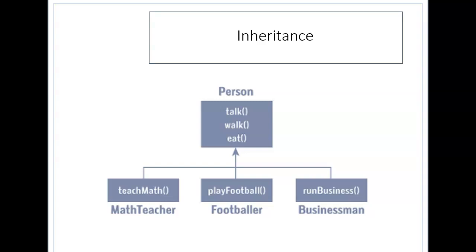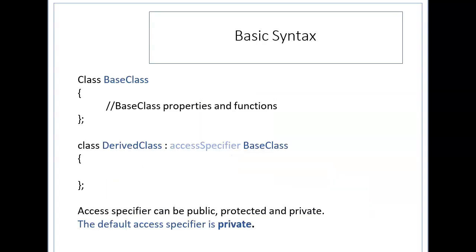So the base class's properties can be used by the derived class. Same is the case of a footballer. A footballer has one more property apart from talk, walk, eat. It is play football. So along with play football, it can use the Person class's methods also. In case of a businessman, it is run business, and along with run business, talk, walk, eat can also be used.